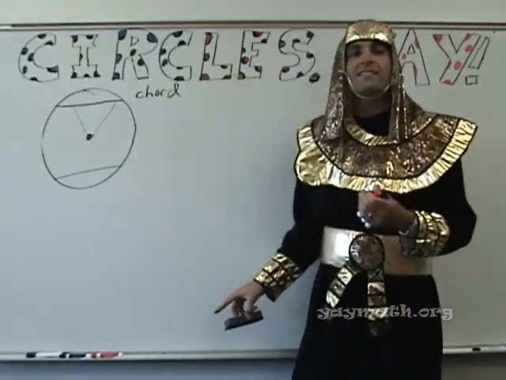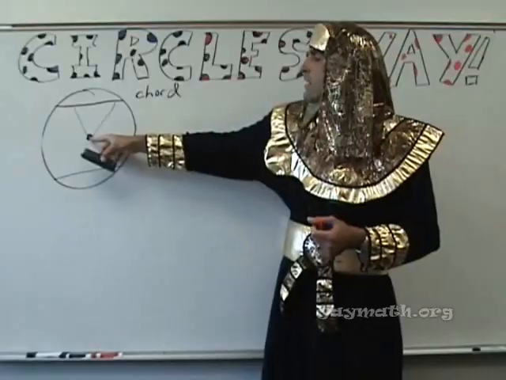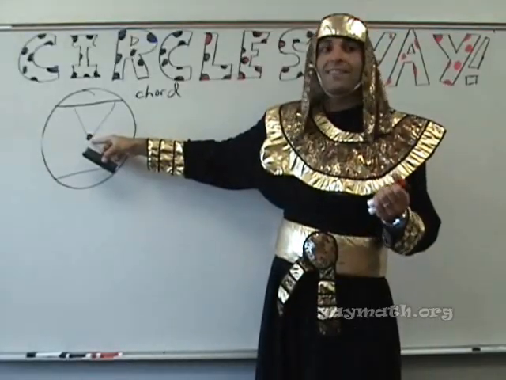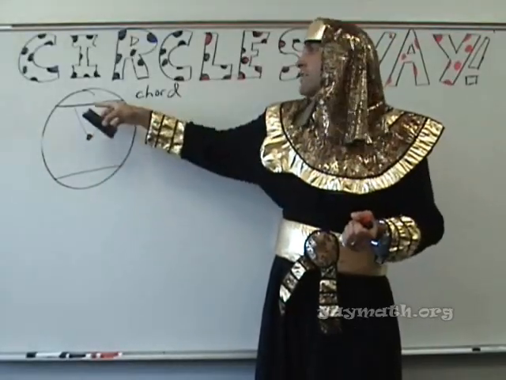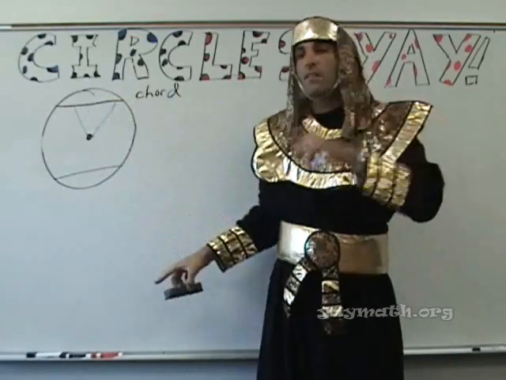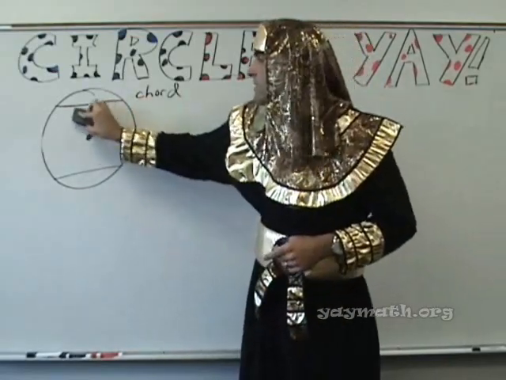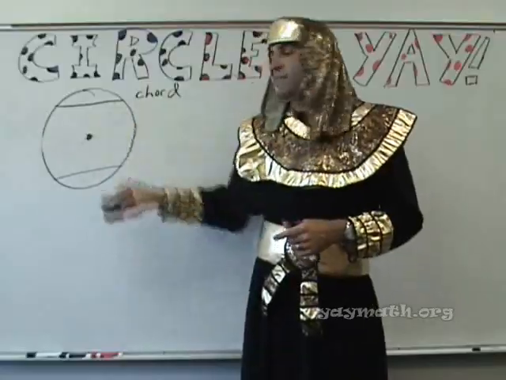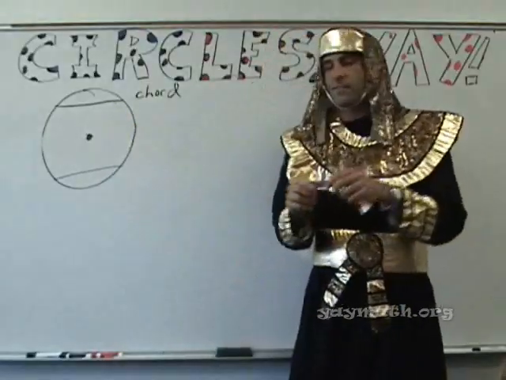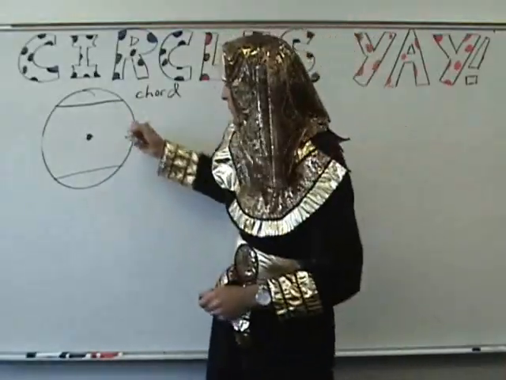The distance to the chord. How far is this? If I wanted to draw a line that was the length from this center to this chord, it would always be straight down, perpendicular. What's one characteristic of perpendicular? 90 degrees. That's right. So let's go ahead and do that.